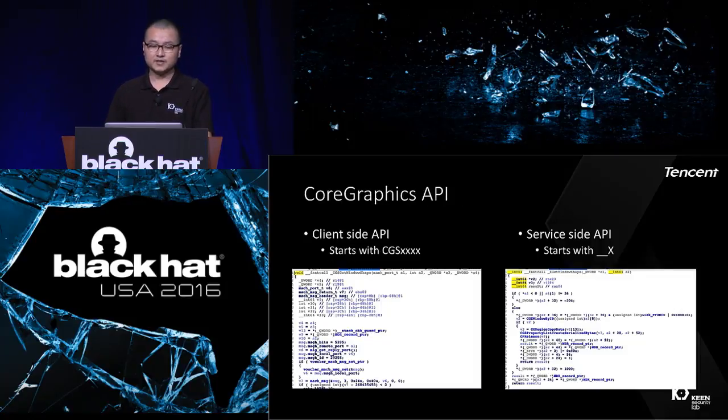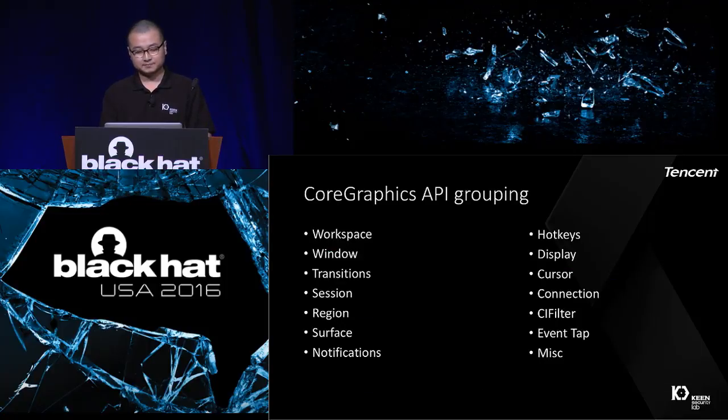And there are 2 sets of APIs. One is a client-side API, and another is a server-side API. You can distinguish them very clearly by the name. The client side starts with CGS, and the server side starts with _x. And by feature, you can categorize them into several groups. For example, window, majorly doing window creation, window grouping, or something like that. And for sessions, it is session management.